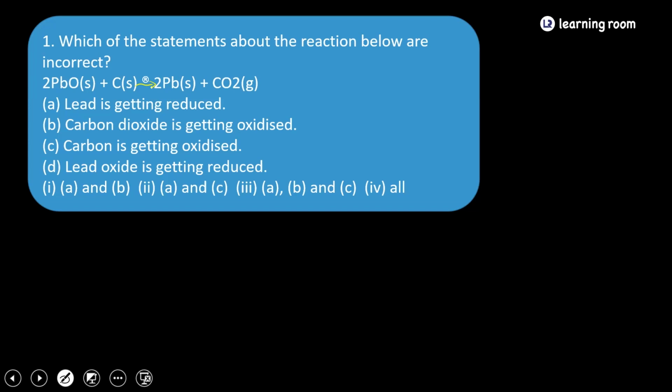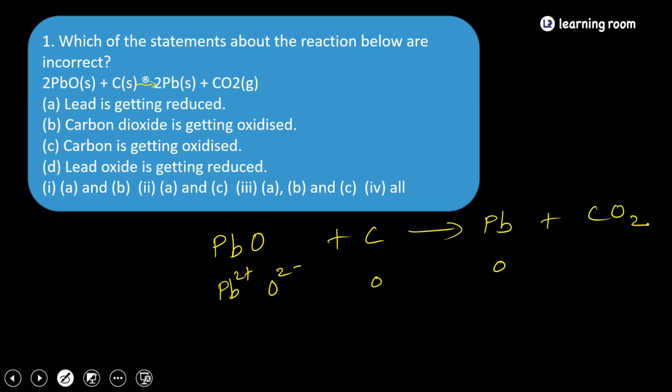Let's look at them one by one. First, lead is getting reduced. So what is the reaction? PbO means Pb2+ and O2-. Then carbon is 0. It gives Pb, which becomes 0, right? And then carbon dioxide, the values are +4 and -2. Correct? So lead is getting reduced. It is reduced, so that is correct.